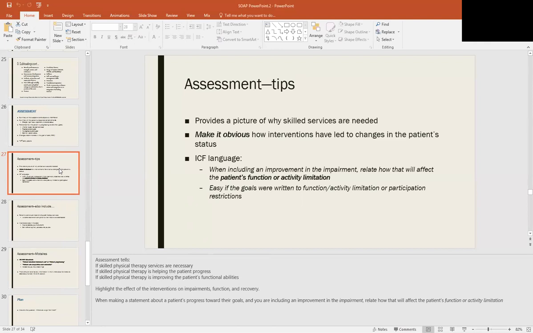If your PT did not write very good functional goals, you go ahead and step up to the plate and find out what function the patient wants to do or what activity limitation they have. You can write it in the assessment portion of the note. That is going to be an expectation that I have of you during this quarter, that you are using that ICF language when you are writing the assessment.